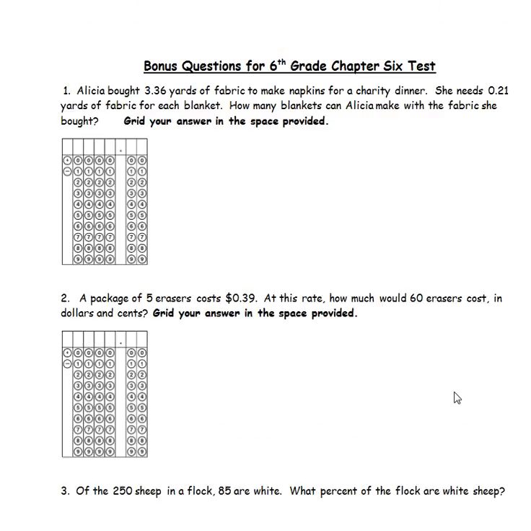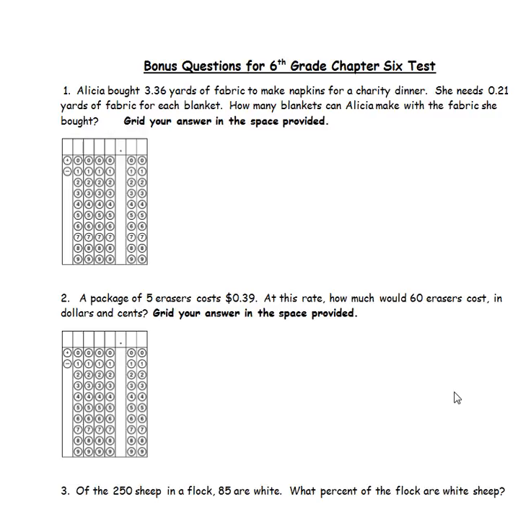Bonus questions for 6th grade Chapter 6 test. 1. Alicia bought 3.36 yards of fabric to make napkins for a charity dinner. She needs 0.21 yards of fabric for each blanket. How many blankets can Alicia make with the fabric she bought? Grid your answer in the space provided.